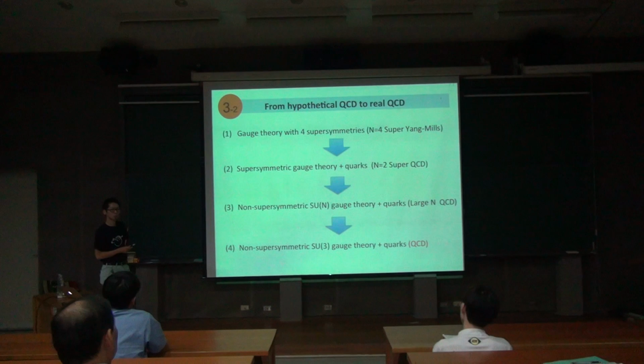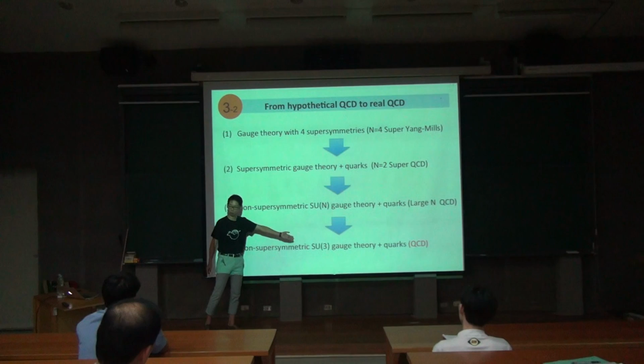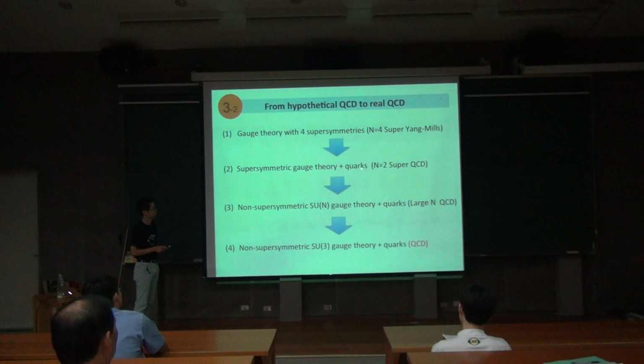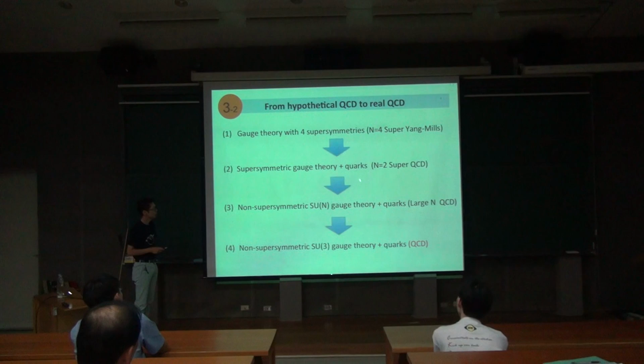Lasner's conjecture was derived only for this number one. To get to this non-supersymmetric SU(N) case theory, of course QCD, there are several steps. First, I decrease the number of supersymmetries from 4 to 2 by adding the quarks. Then, I break the supersymmetry in a nice way to get non-supersymmetric SU(N) gauge theory with quarks. It's called large N QCD.